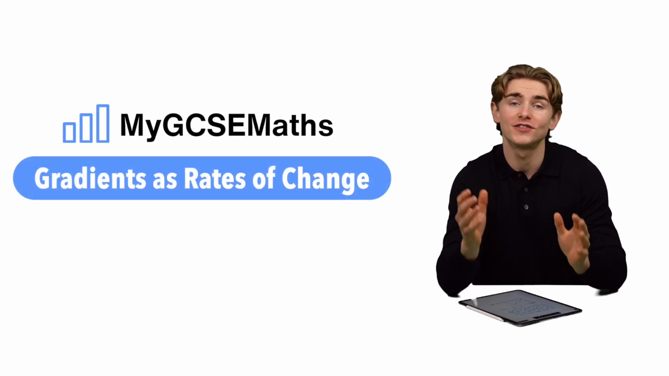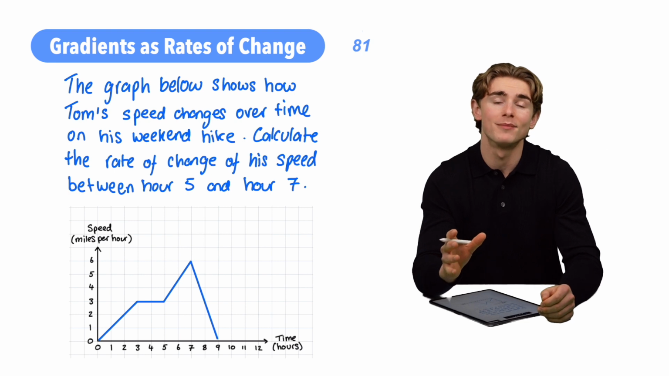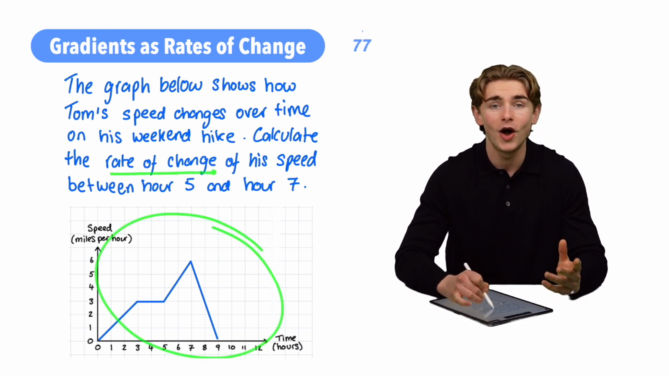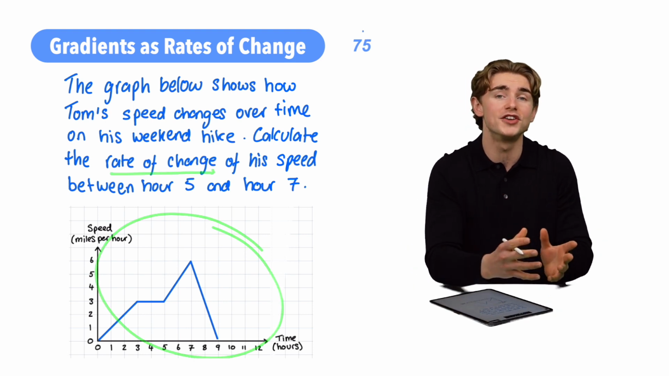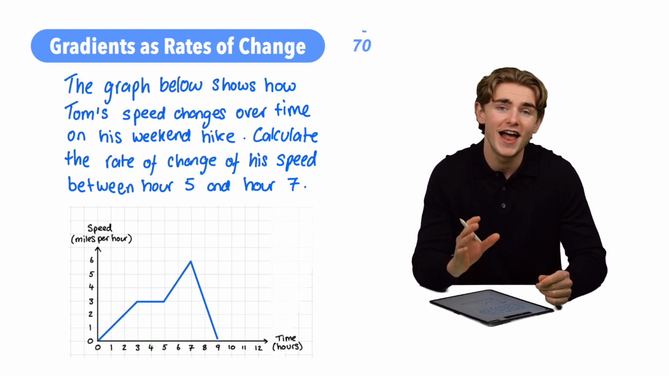How to use a gradient to work out a rate of change in 81 seconds. Let's go. Sometimes, guys, we're going to be given a graph like this and be asked to calculate a rate of change. What do we do in that situation? Well, we can use the fact that the gradient of our line is going to give us the rate of change. Let me show you what I mean.